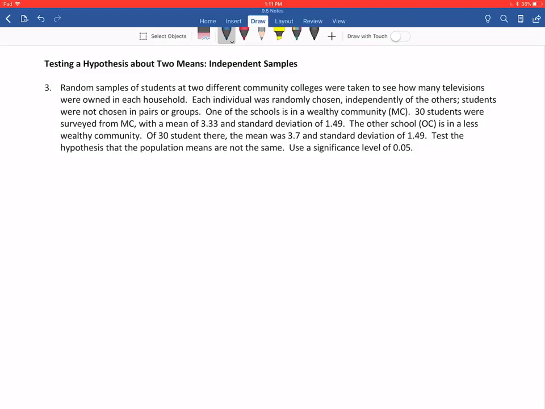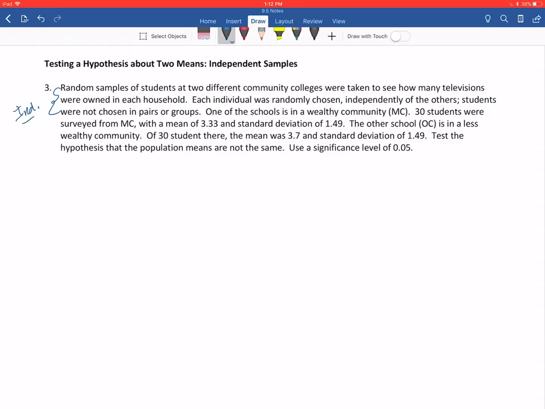Okay, so we have random samples of students at 2 different community colleges were taken to see how many televisions were owned in each household. Each individual was randomly chosen independently from the others. Students were not chosen in pairs or groups, so they have gone out of their way here to let us know that this is an independent situation, that students from one community college would have nothing to do with the students from another one. They were not chosen in paired relationships whatsoever.